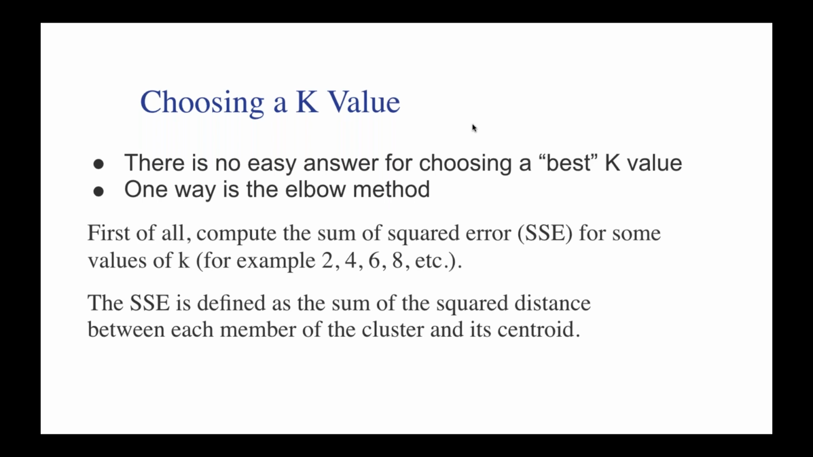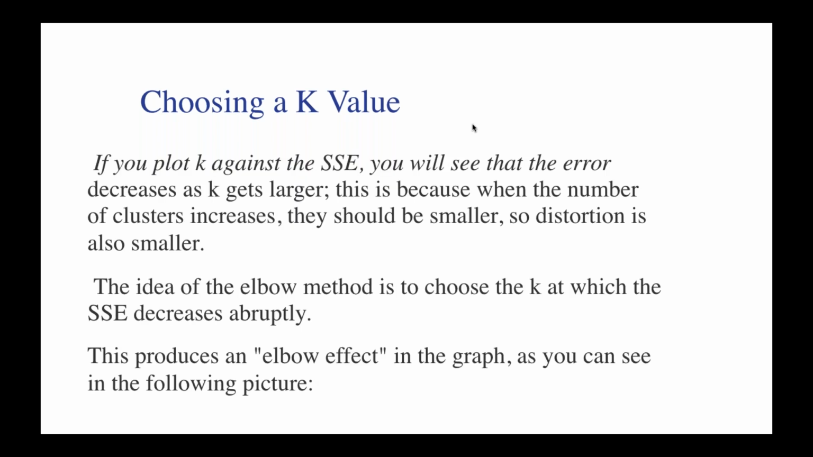Let's say for k equals 2 you calculate SSE, for k equals 4 you calculate SSE, like that. Then plot all this. What is sum of squared error? It is defined as the sum of squared distance between each member of the cluster and its centroid. That is SSE. No worries, there is already a package available. Simply call SSE and it will give you the SSE for that cluster. Find this SSE and represent it.